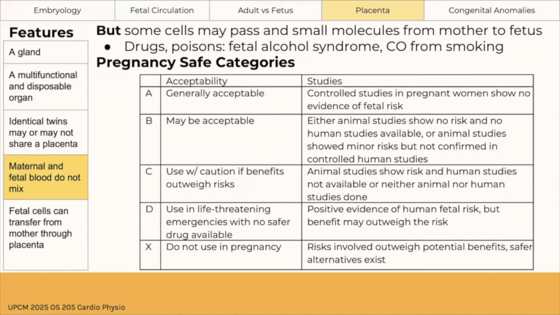So with that, there are pregnancy safe categories that may help pregnant women with their intake. So you have A to D and X. So A is generally acceptable. These have no evidence of fetal risk.